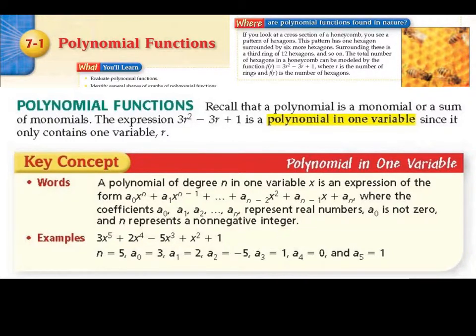So, for example, we could have 3x to the 5th, so n equals 5. A sub 0 is 3. 2x to the 4th, a sub 1 is 2. And minus 5x cubed, so a sub 2 is negative 5. Plus x squared, so the coefficient of x squared is 1 if there's not a number written. There is no x term, so a sub 4 is 0, because 0 times x would be 0. And the constant a sub 5 is 1.